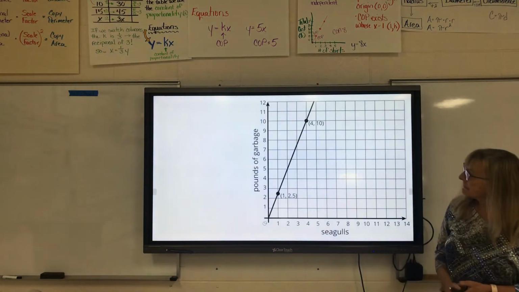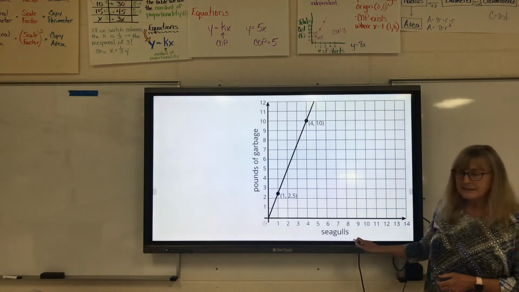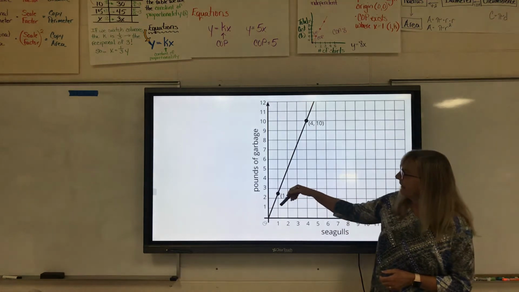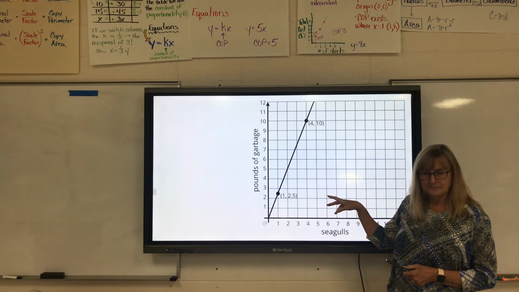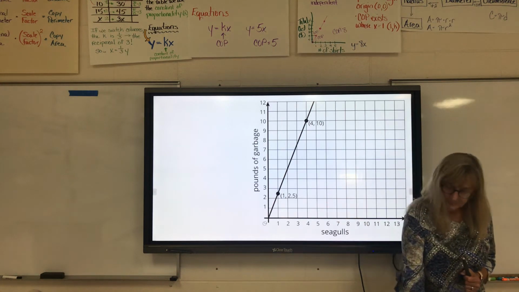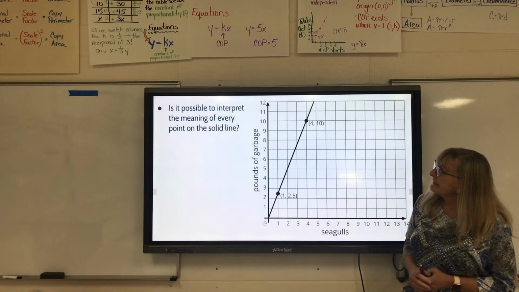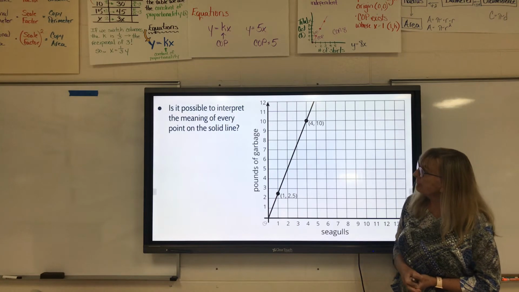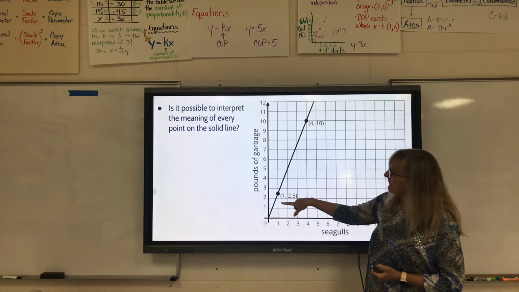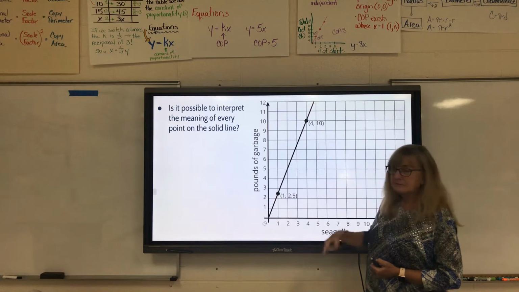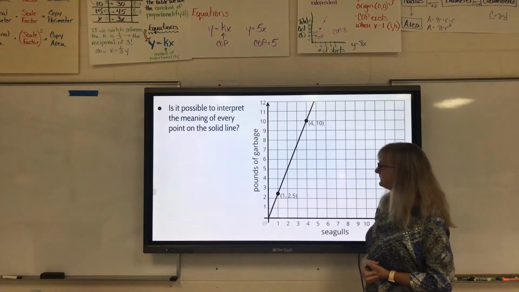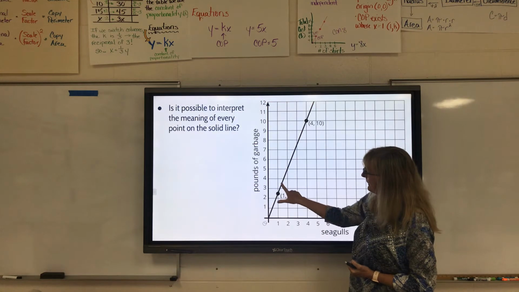All right, so let's look at this graph. We had seagulls and the pounds of garbage that they ate. Remember that problem? Okay? Is it possible to interpret the meaning of every point on this line? What do you think? Can you tell me about this point right here?